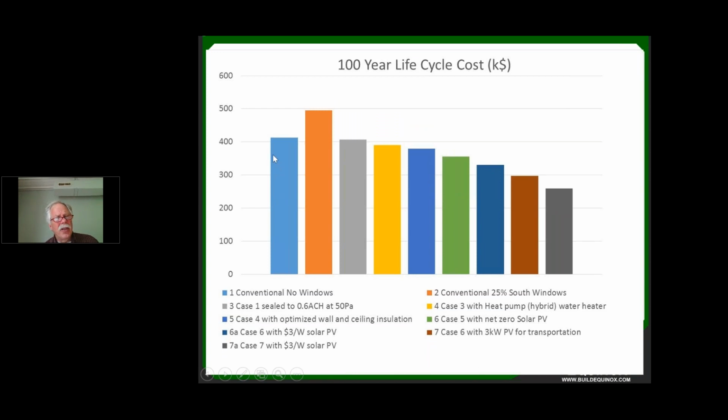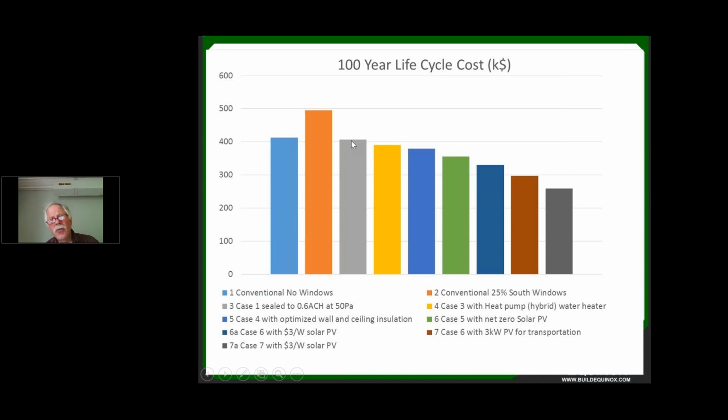So summarizing the 7 cases, the conventional case with no windows and the conventional case with a lot of windows, and the amount of windows put in, probably somewhere in between $400,000 to $500,000 life cycle costs. We seal the house up. Yes, it's a lot more energy efficient, as we saw, but the life cycle cost doesn't look so much different from the conventional with no windows.